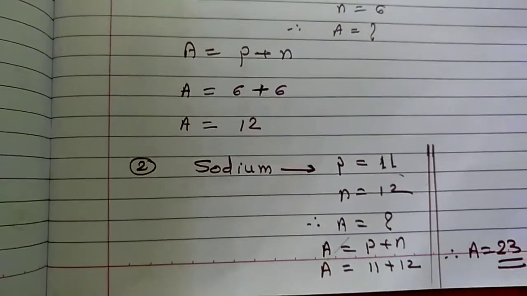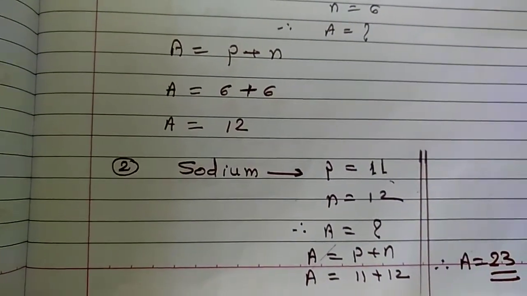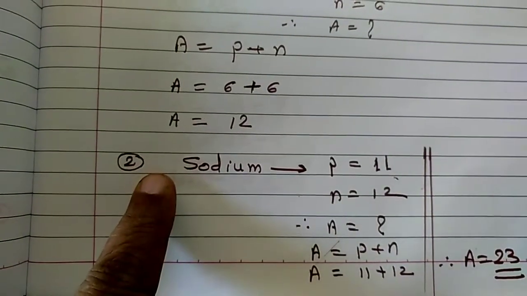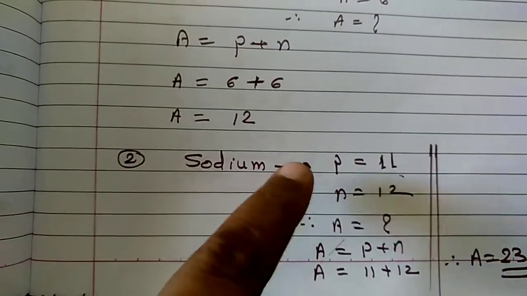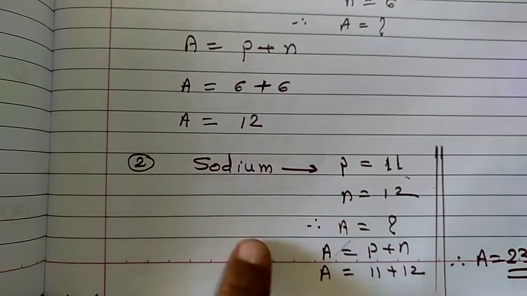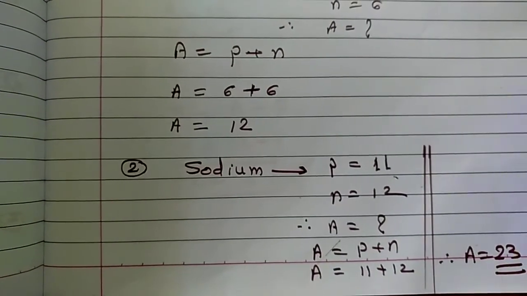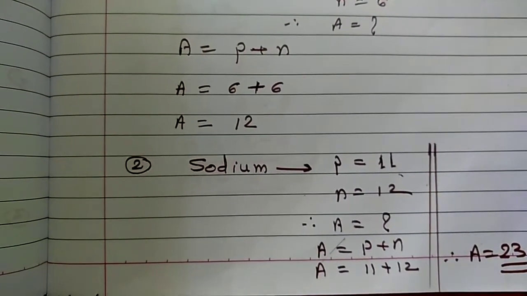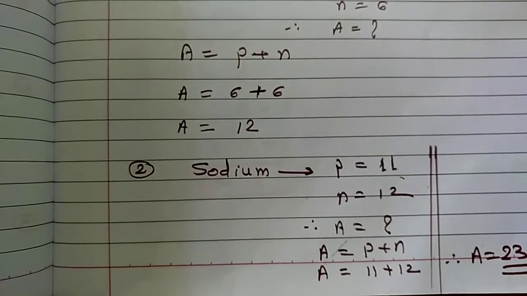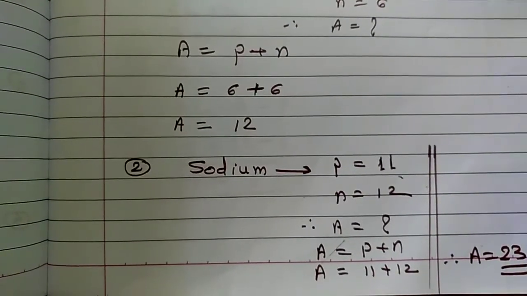We'll make it perfect with the help of another example. Sodium has 11 protons and 12 neutrons. Then what is the atomic mass? You find out: A equals P plus N. Though I have calculated it, don't look at the screen and solve it on your own.